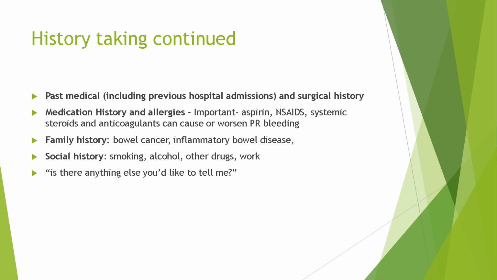And then you'd ask about the past medical history, which is very important, any surgical history. Medication history is very important because certain medications can cause bleeding as well. Family history of bowel cancer or inflammatory bowel disease, and social history would include smoking, alcohol, and other drugs. And then you can finish off by saying if there's anything else you'd like to tell me.